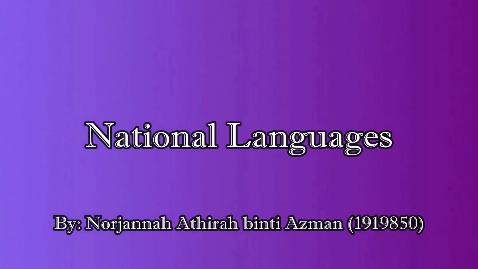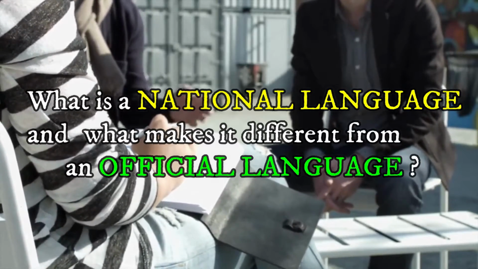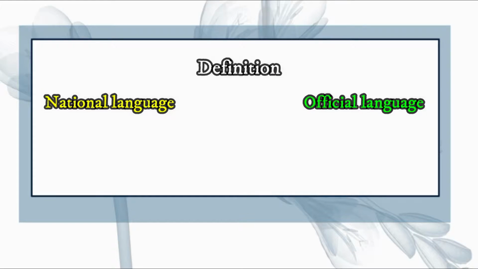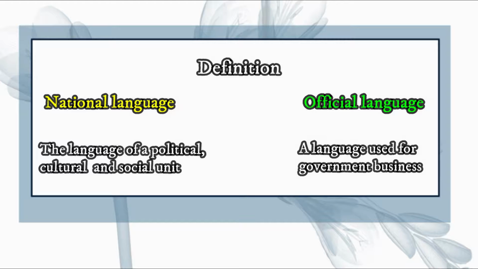First, let's take a look into national and official languages. What is a national language and what makes it different from an official language? Well, a national language is a language of a political, cultural, and social unit, whereas an official language is a language used for government business.